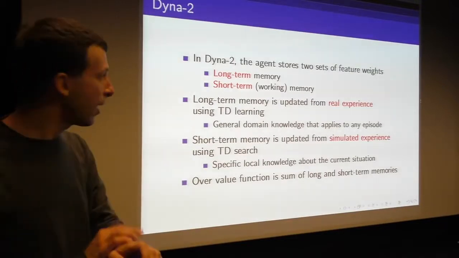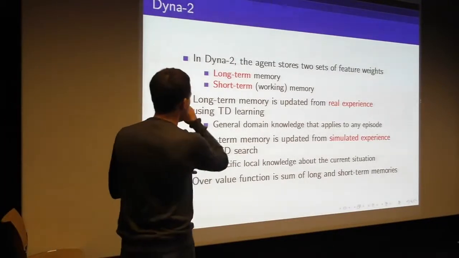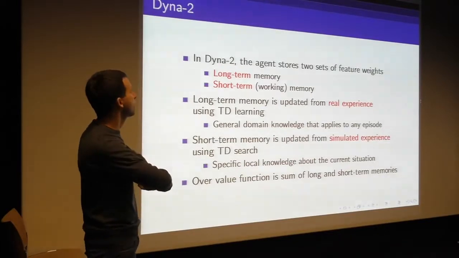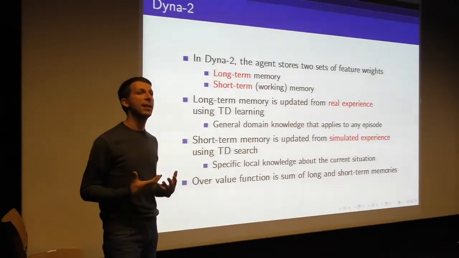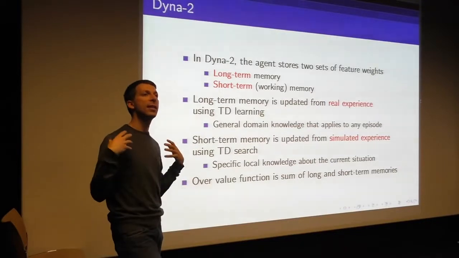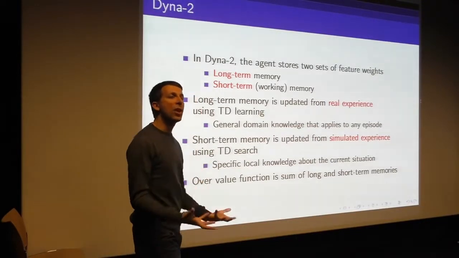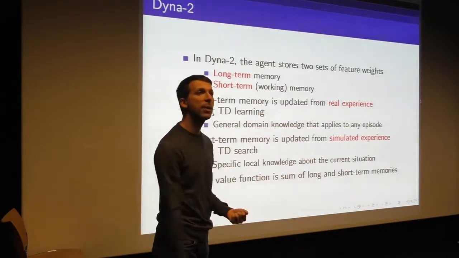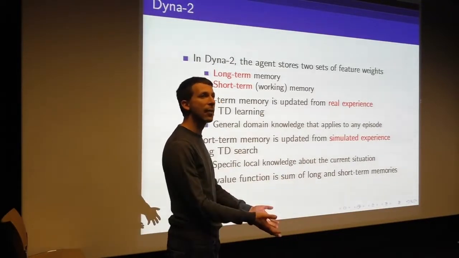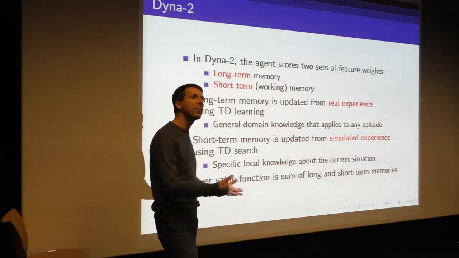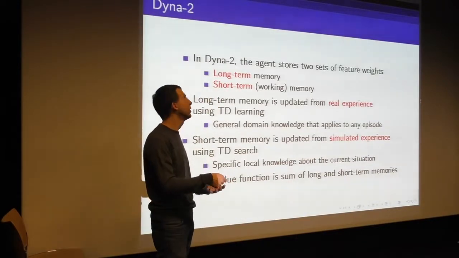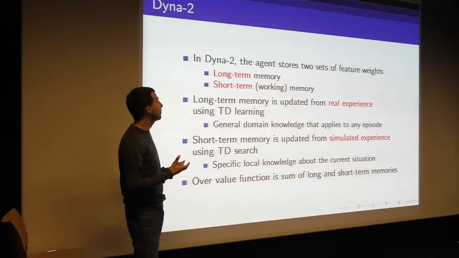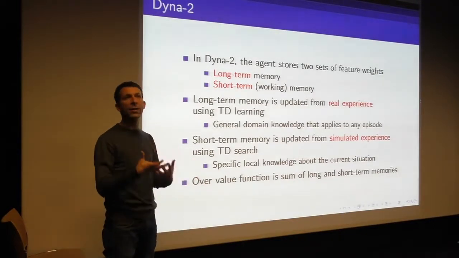Okay, so last slide, and then just one result slide. Let's come back to the Dyna idea. What was the Dyna idea? The Dyna idea said, well, we don't just have to learn from real experience, we don't just have to learn from simulated experience, we can combine these things together. So let's do the same thing, but with our forward search algorithm now. This is the idea of Dyna-2. And the idea of Dyna-2 is that it basically maintains two value functions.